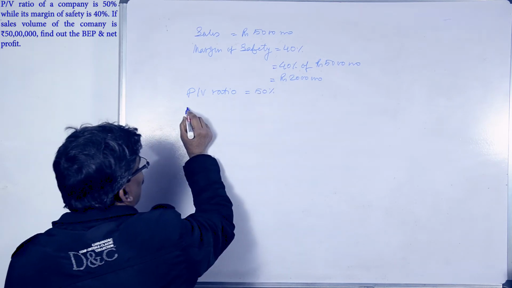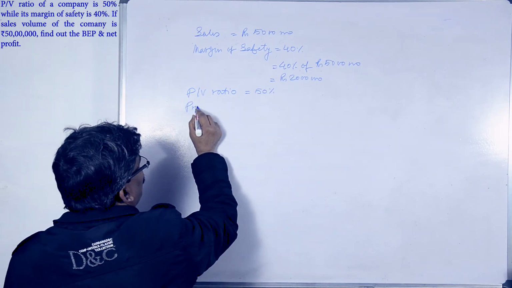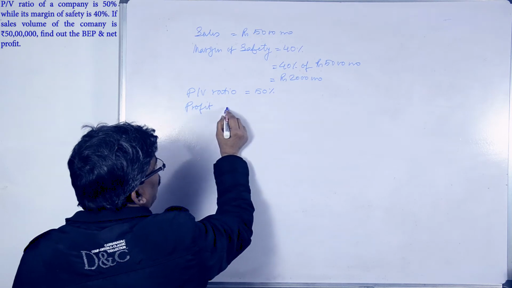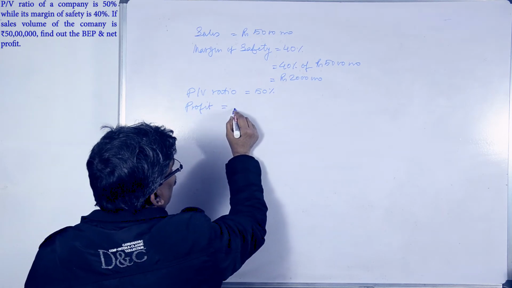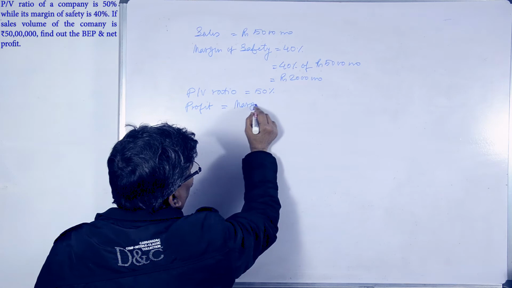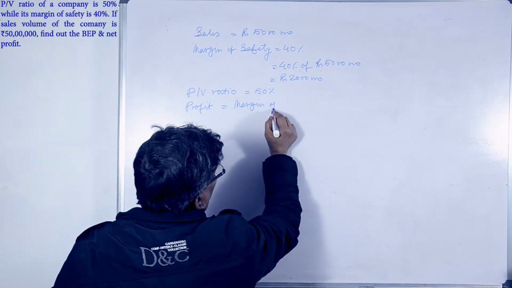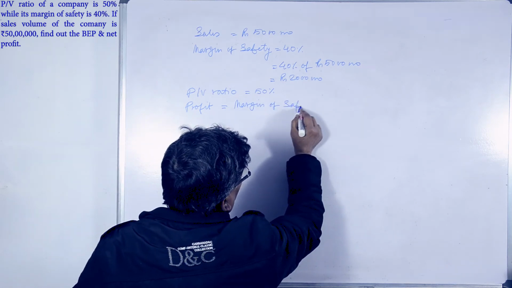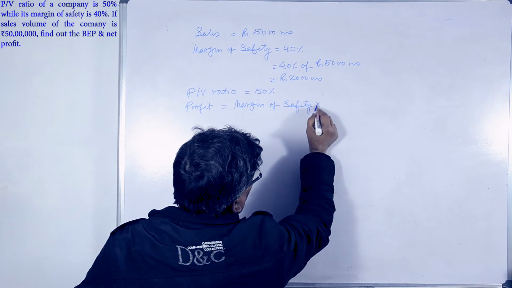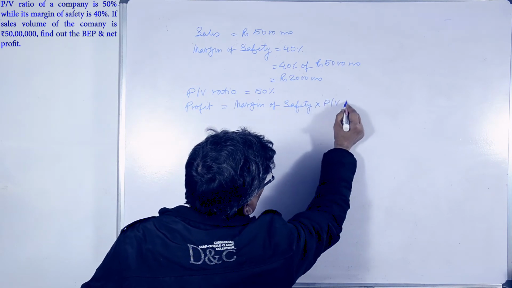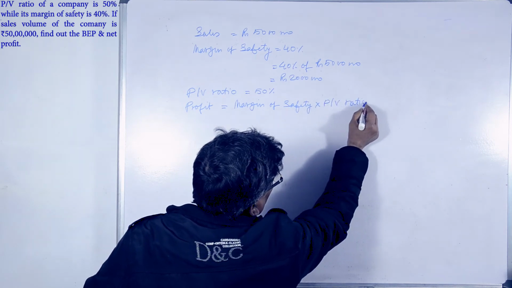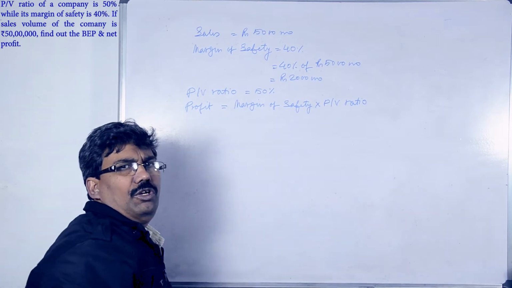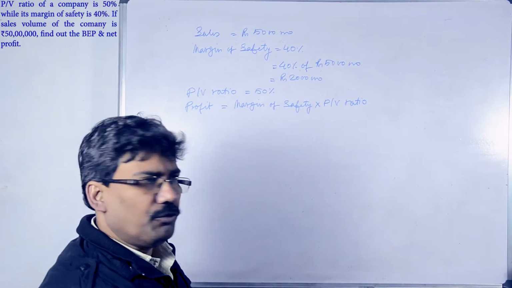50%. Profit is to be calculated here. Profit is margin of safety into PV ratio. We need to remember margin of safety, if it is multiplied by PV ratio, we'll get profit.